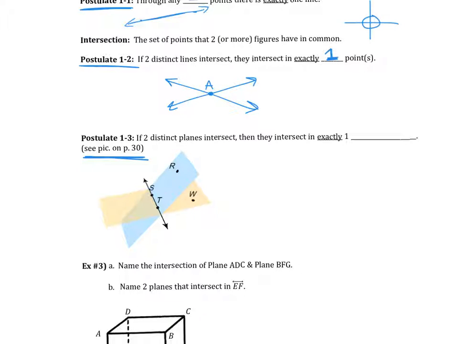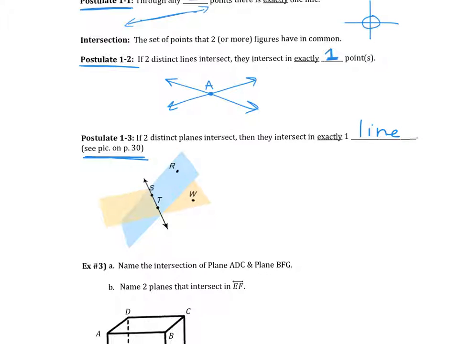It's on page 30. But this one says if two distinct planes, so right now I have a blue plane and an orangey-yellow plane, when they intersect, when they meet, their intersection is exactly one what? Can you see where their intersection is? What did you say? Thing. One thing. Yes, it is one thing. It's one line, right. So they will intersect in exactly one line, okay?